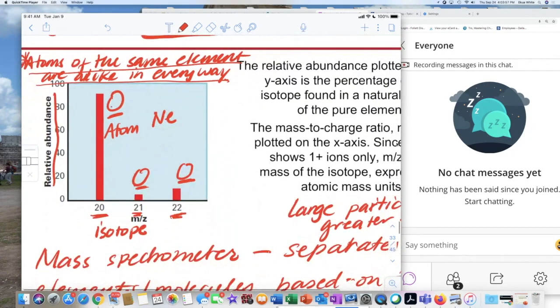So there are three different types of neon atoms versus what he said. The name we use to describe these three neon atoms is the term isotope. Isotope is a term given to atoms of the same element having different weights, okay?